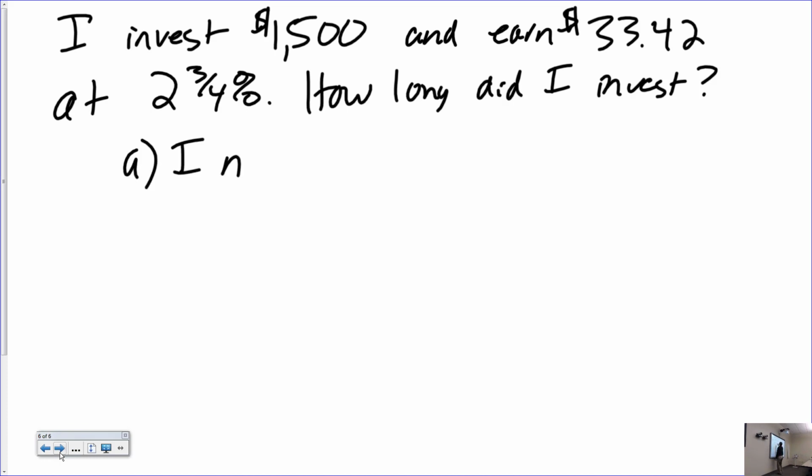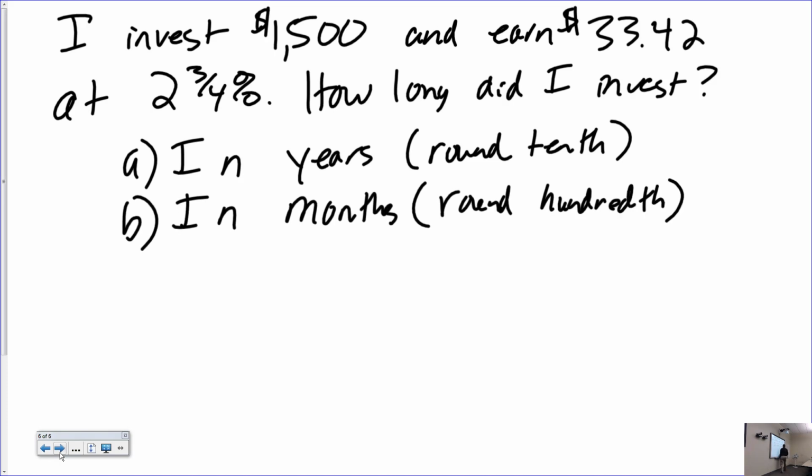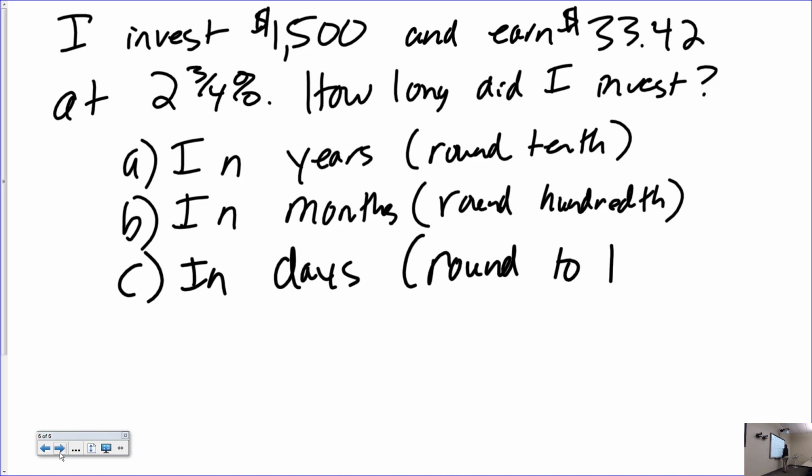I want you to first do it in years, and I'm going to say round to the tenths. Then I'm going to say in months, and round to the hundredths. And then guess what my third form is going to be? In days, and round to the thousandths. So figure out time and then give it to me in those 3 different units.